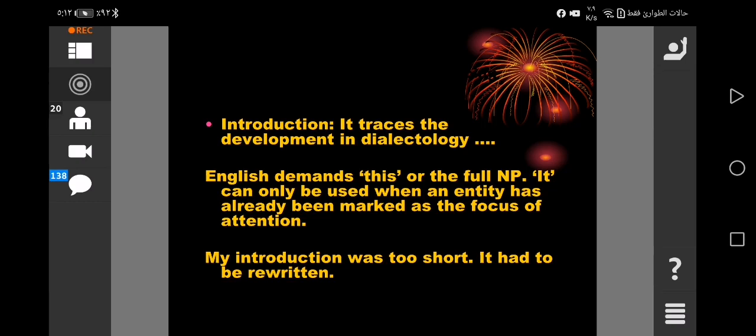Here it is rightly used, right? It refers to the introduction, and the focus of attention has not changed. But notice that these are two separate parts in this example. Introduction, it traces. These are two completely separate parts, and it cannot refer to, is not fused with introduction here.